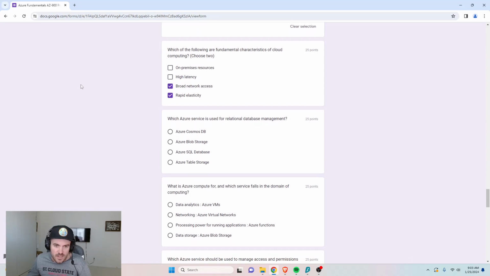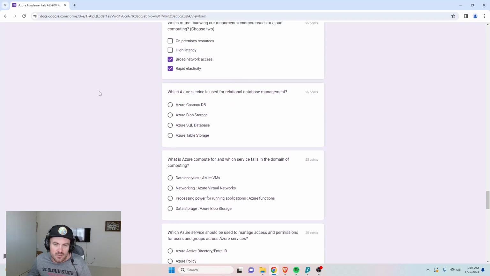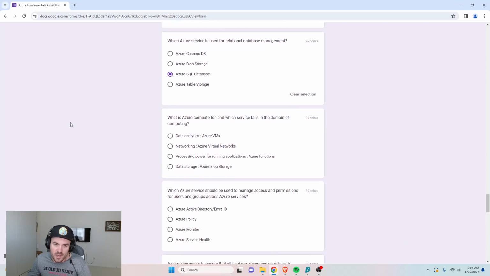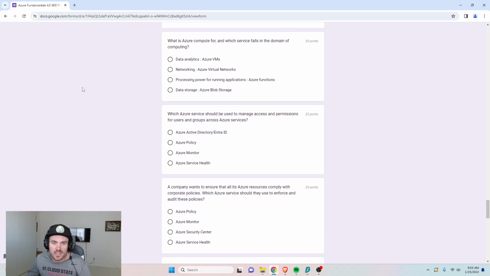Okay. Which Azure service is used for relational database management? Well, again, Cosmos DB is NoSQL, blob storage is unstructured, SQL Database is for relational databases, and table storage is not specifically relational database management. Again, it's storage, it's not really database, and SQL Database is specifically for SQL databases, relational databases. Okay? What is Azure Compute for? And which service falls in the domain of computing?